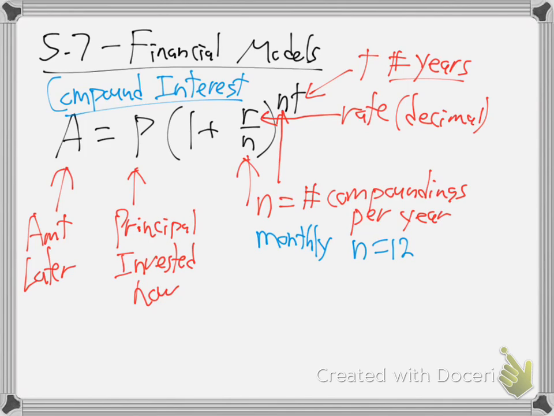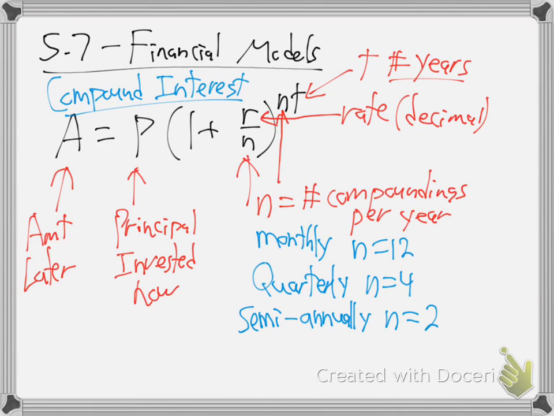And they say, "Hey, we're going to compound the money quarterly." 4. That would be 4 times. n would be 4 times a year. We're going to compound the money semi-annually. That's only twice a year. Semi-annual is twice a year. Or daily, 365. They only do that with loaned money. And 365 times per year.